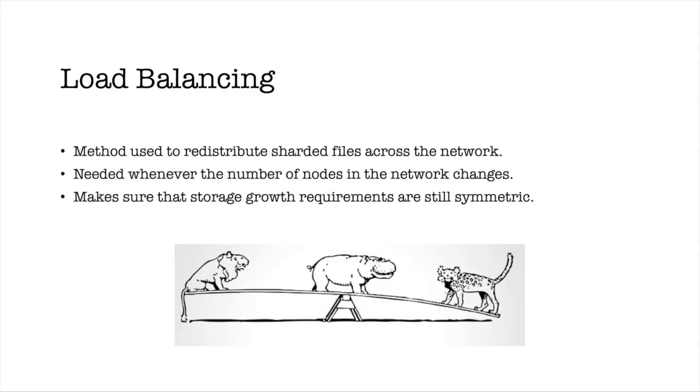This is another feature that we plan to implement, but we haven't done so yet, and it's load balancing. This is a method that is used to redistribute sharded files across the network, which is important for our symmetric growth requirements. We would basically need this technique whenever the number of nodes in the network changes, for example, adding a new node into the network or removing a node from the network.